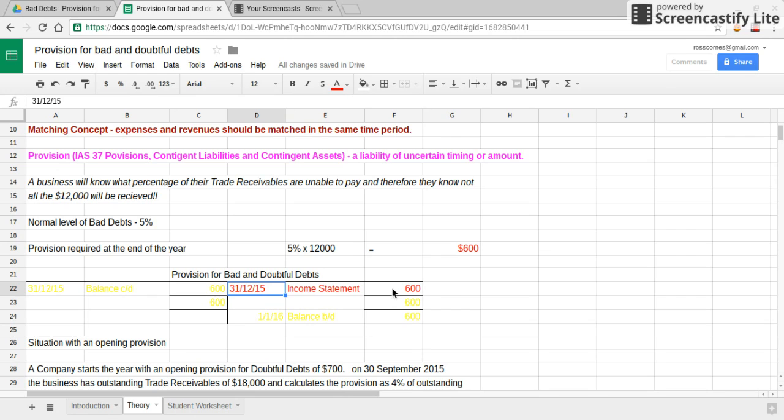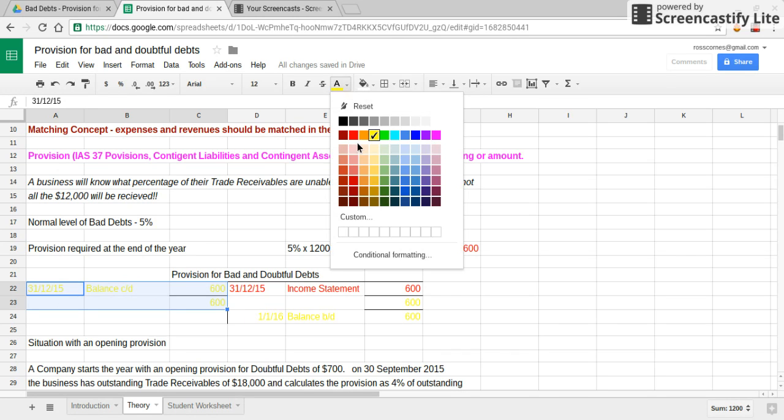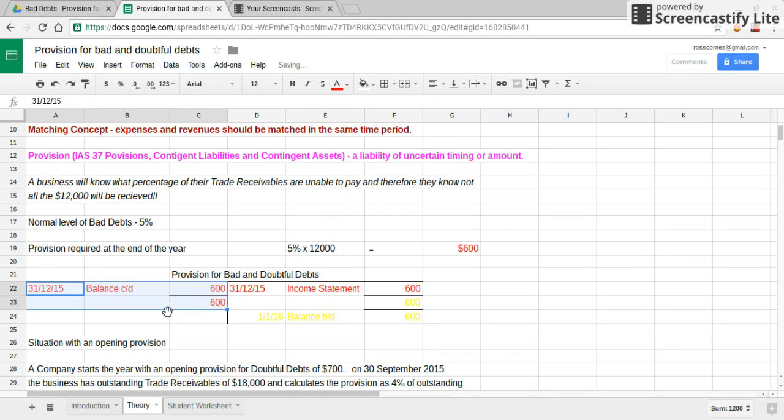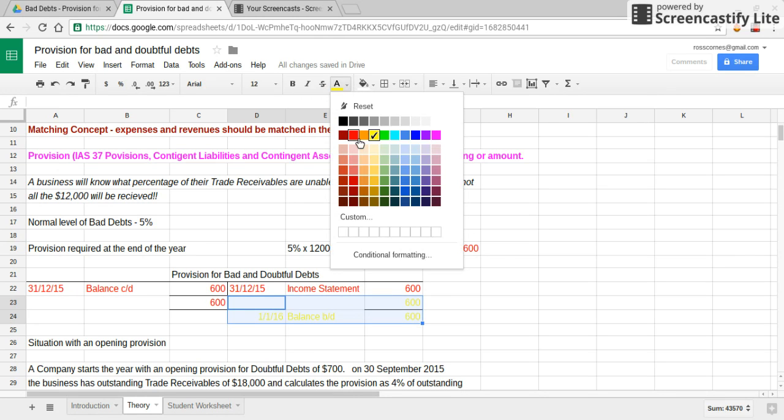So it goes on the same side as it would do if it was given to the owners as part of their profit. And because this is a simple year with no opening balance, we've got a balance carried forward of $600, balance brought forward of $600, and that will be the account until next year.